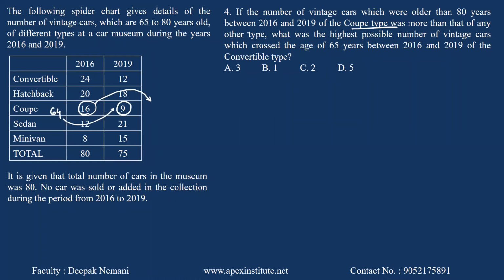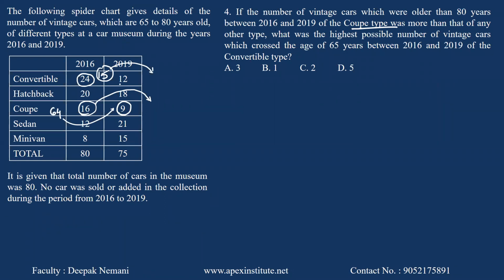Okay, then what was the highest possible number of vintage cars which crossed the age of 65 years between 2016 and 2019 of convertible type? Okay, so from these 24, let me assume there were 15 cars which have become more than 80 years old in the year 2019.